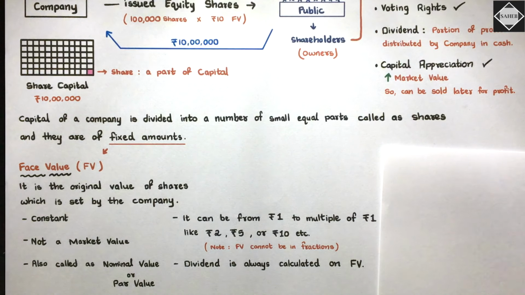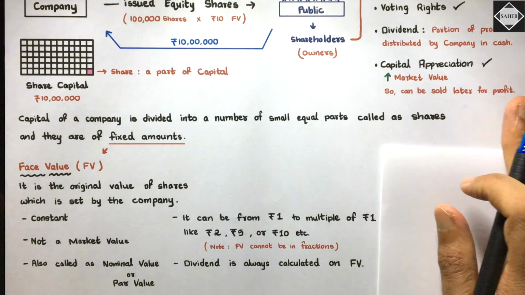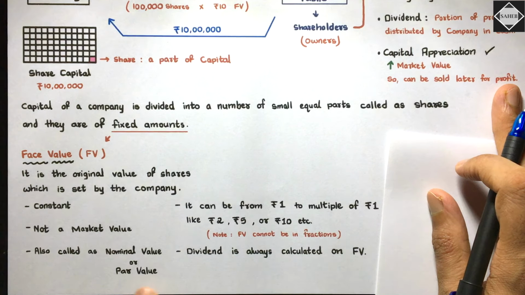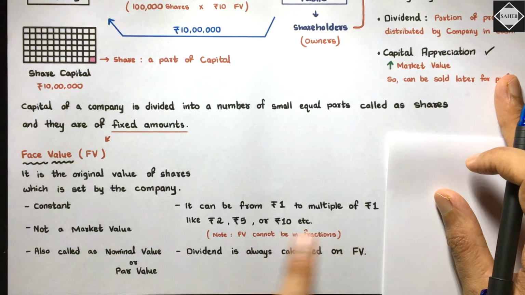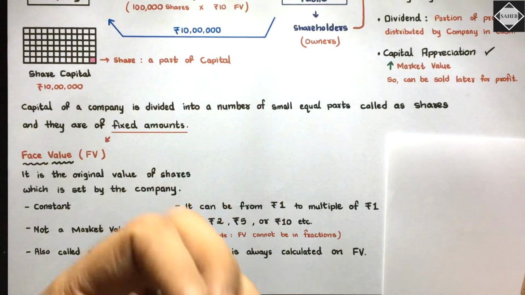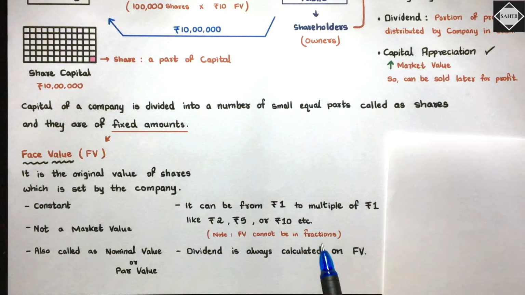Market value is different. Market value is demand and supply. This is not demand and supply. This is the book value of the shares which will be there in the accounting books, also called nominal value or par value. It can be from rupees 1 to multiples of rupees 1, like 2 rupees, 5 rupees, 10 rupees, 100 rupees, 50 rupees, 15 rupees. It can be anything. It just can't be in fractions. It can't be in decimals.